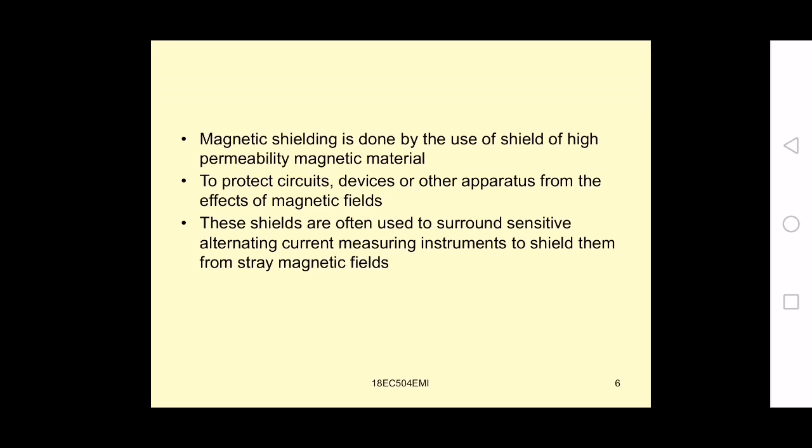These shields are often used to surround sensitive alternating current measuring instruments to shield them from stray magnetic fields. Stray magnetic fields means unwanted magnetic fields that come into our component. That is the main importance of magnetic shielding: it protects from stray magnetic fields by using high permeability magnetic materials surrounding the apparatus.